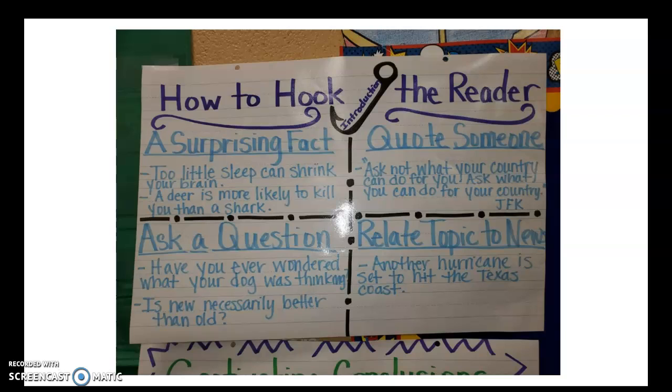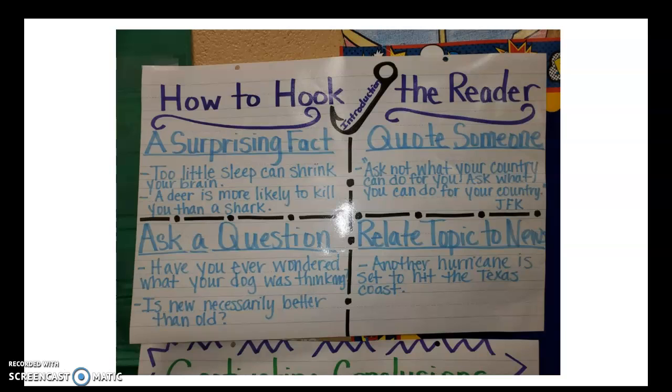So we're writing about energy, so your surprising fact would need to be about energy. I could write maybe something surprising about electricity. These are things, since we're at home, we can look them up. All right, so if you want to look up a really cool fact about the type of energy you chose, that would be a good one. You could ask a question about energy.